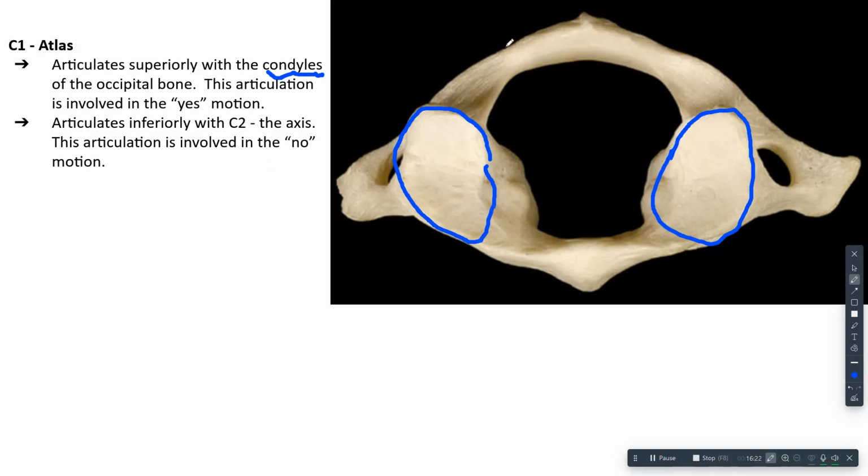Now, this guy, the atlas C1, is also going to articulate with the vertebra below it, C2, or the axis. And this articulation, as we're going to see, is very much involved in the no motion. All right, so this is my atlas. You need to be able to recognize it as the atlas. You're going to know its two articulations and the two motions that it's capable of doing. Okay, let's look at some structures on this guy.